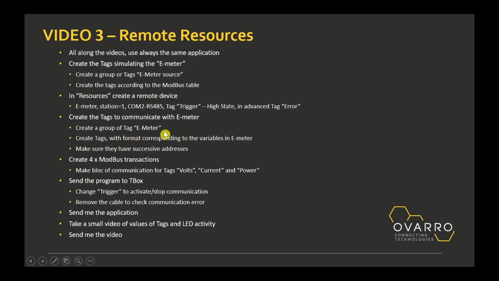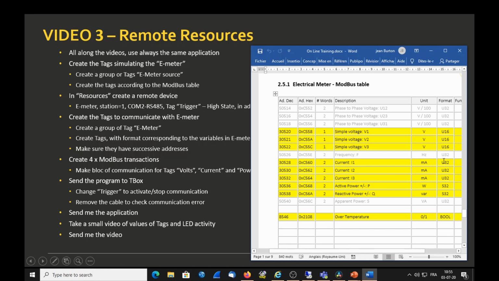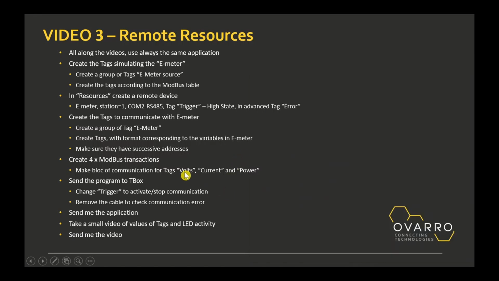You create the tags to communicate with the e-meter, so you create a new group, and you create the tags with a format corresponding to the data you want to collect in the remote device, as you can see in this column here. Make sure that the tags have successive addresses. They can be different from the addresses in the remote device, but we make them successive so that we can make block communication. Create Modbus transactions and make blocks of data for volt tags, for current, and for power. So you should have 4 Modbus transactions.